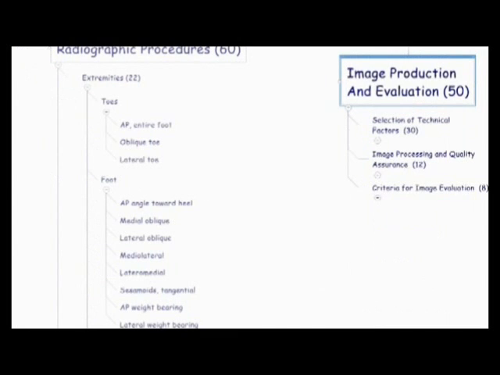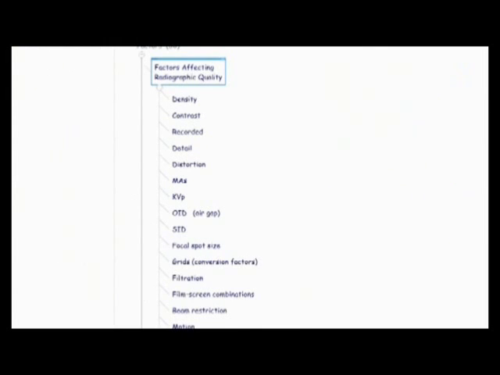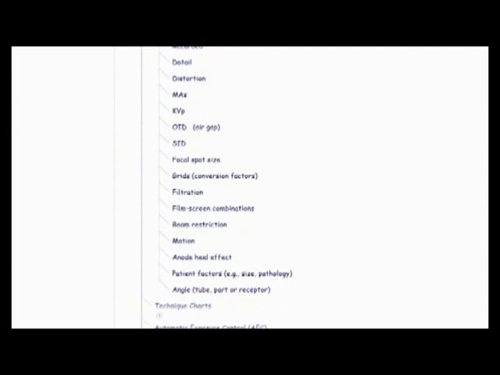We have image production and evaluation, starting with selection of technical factors. Factors affecting radiographic quality: you have density, contrast, recorded detail, distortion, mAs, kVp, OID, the air gap, SID, focal spot size, grids, conversion factors, filtration, film screen combinations, beam restriction, motion, anode heel effect, patient factors, you know, size, pathology, and angle of tube, part, and receptor alignment.